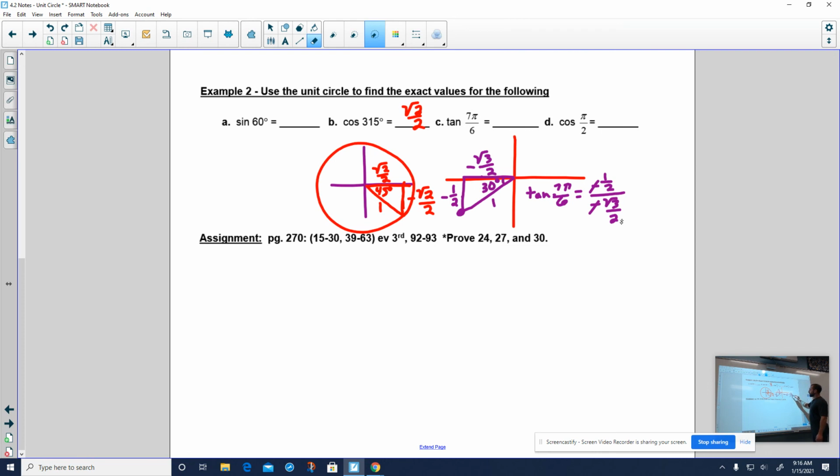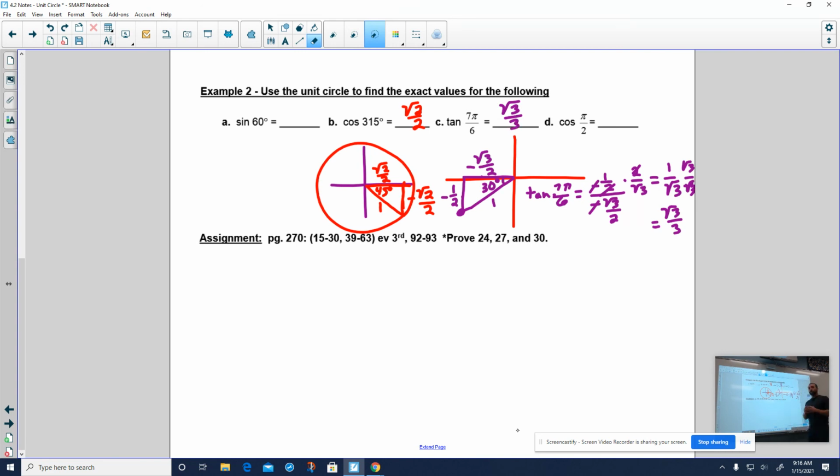To divide by square root of 3 over 2, I'm going to multiply by 2 over radical 3. The 2's cancel, and I get 1 over radical 3, and then I'm going to multiply by square root of 3 on the top and bottom, and you show as much work as you need to. If you can do it in your head, that's fine. I'm going to get radical 3 over 3. There's my answer for the tangent of 7 pi over 6.